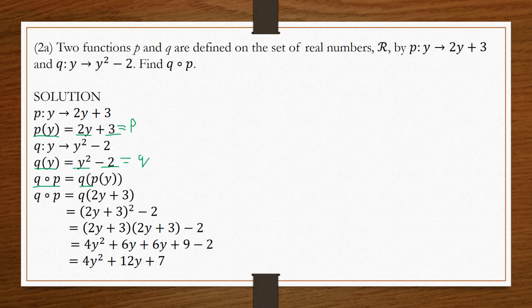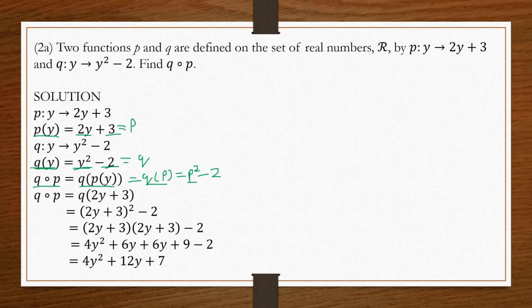Q of p of y, that is what we are looking for. Let me explain here before I go further. Remember, my q of y is y squared minus 2. So my q of p will now be p squared minus 2.